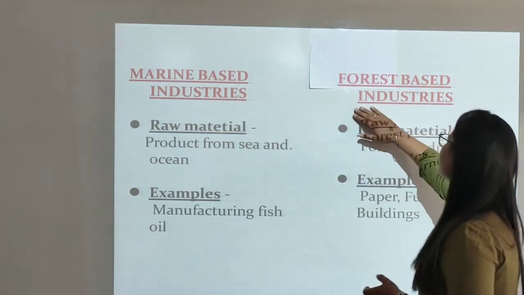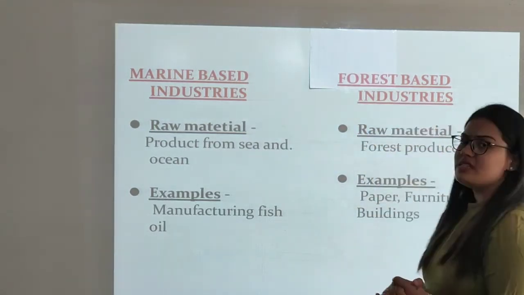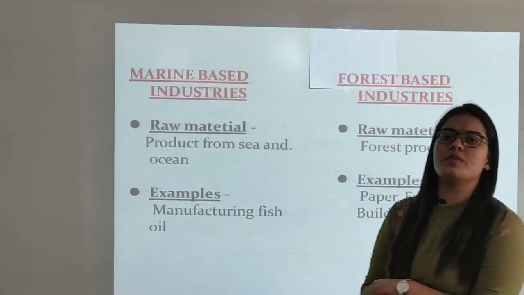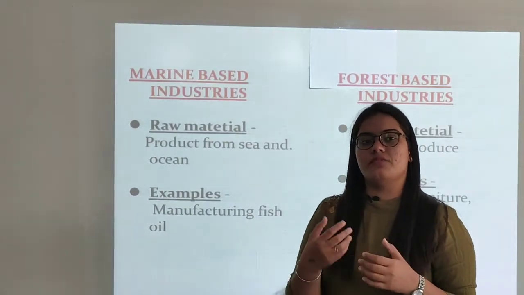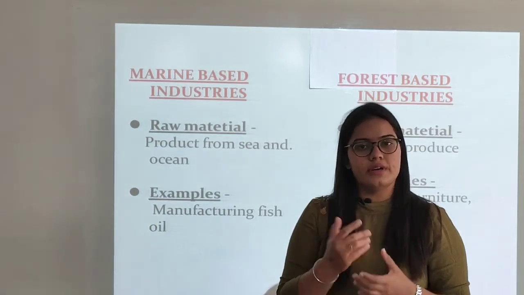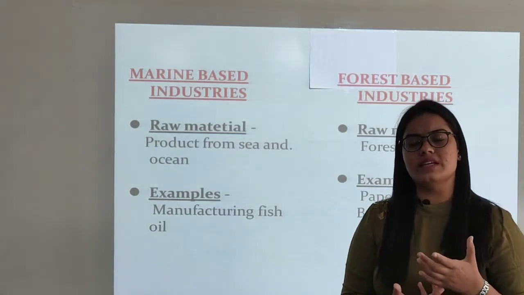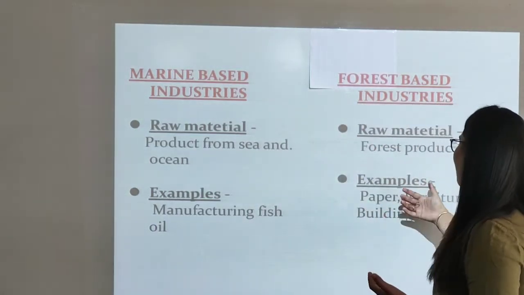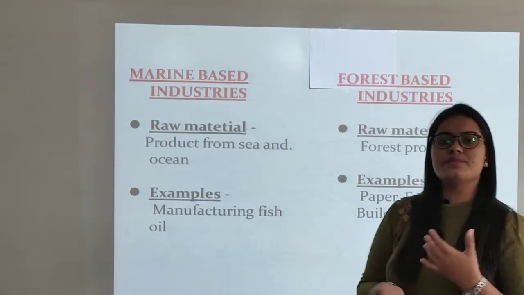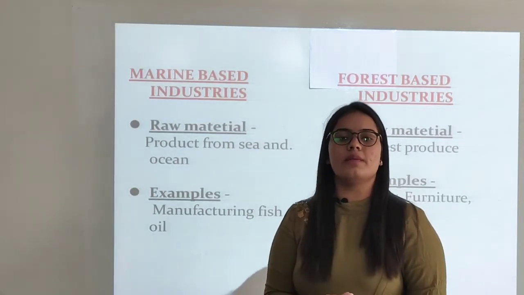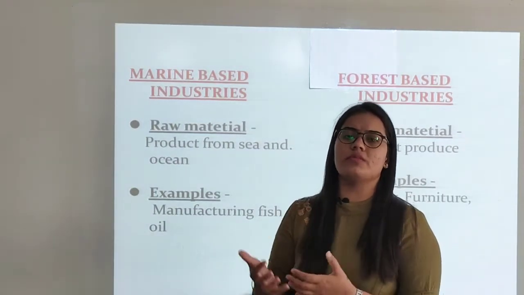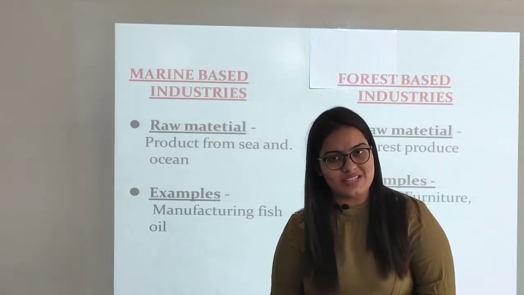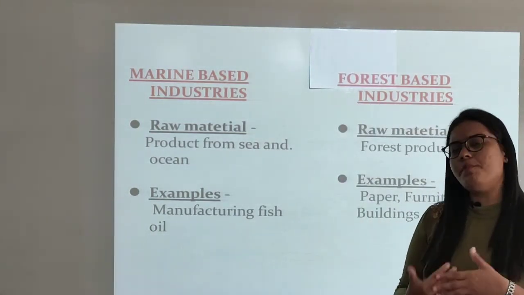Now next is forest based industries. The forest based industries use raw materials such as forest produce. Forest produce means forest products like flowers and wood. They use such things for manufacturing their final product in the industry. An example is paper. Paper is made from the pulp of wood. The pulp is extracted from the wood in the pulp manufacturing industries, and then it is converted into paper.